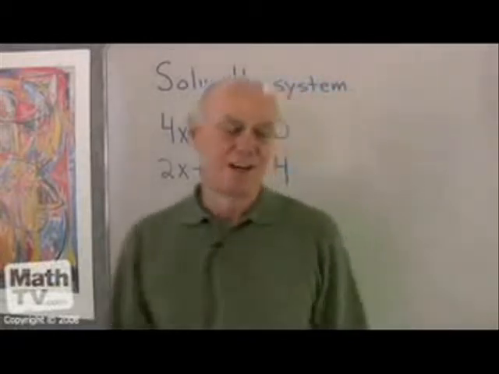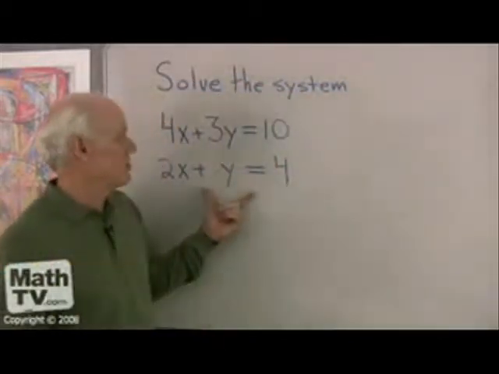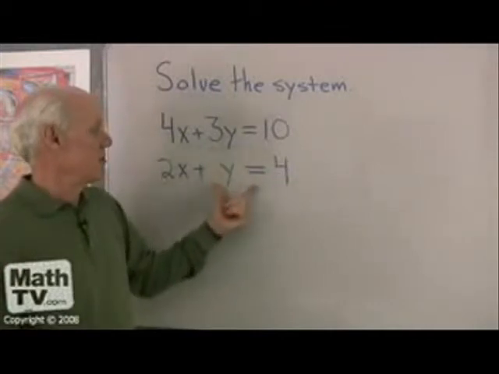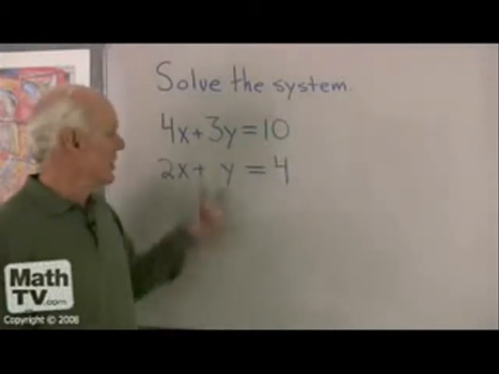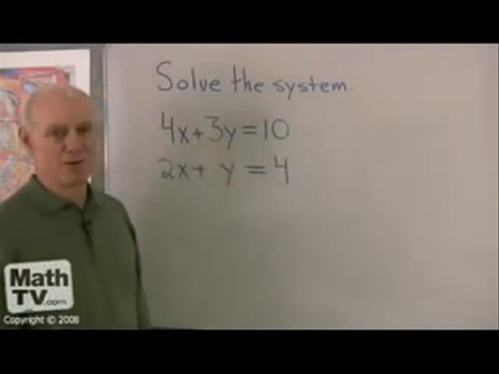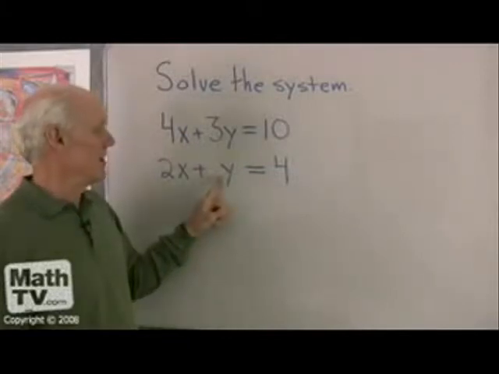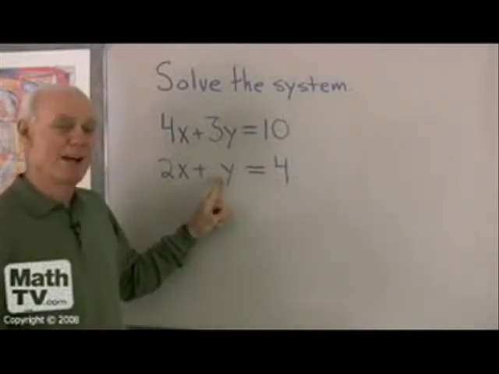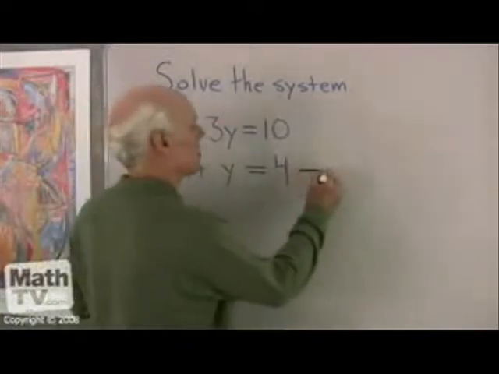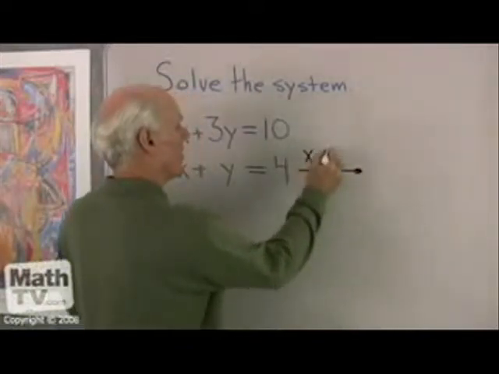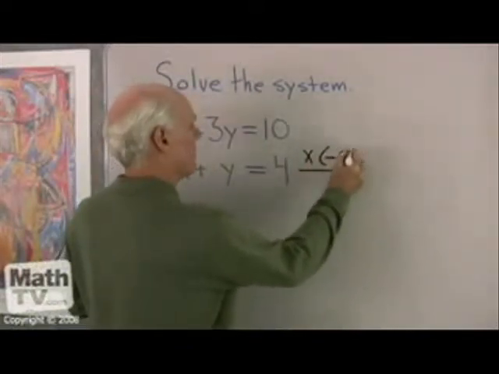I'm going to solve this by what's called the addition method. So what I'm going to do is use the addition property of equality to add these two equations together so that I eliminate one of these variables. The easiest one to eliminate right here is going to be the variable y. And I can do that by taking this equation and multiplying it by -3.